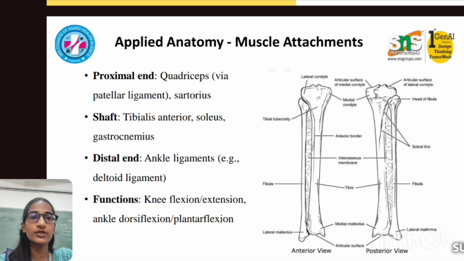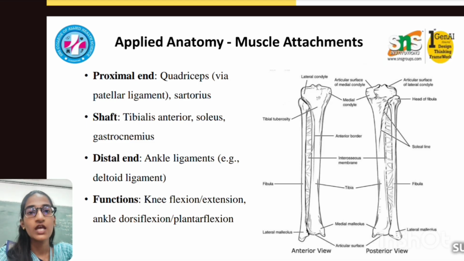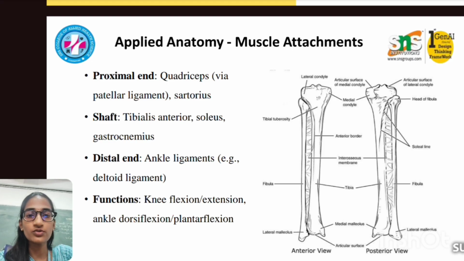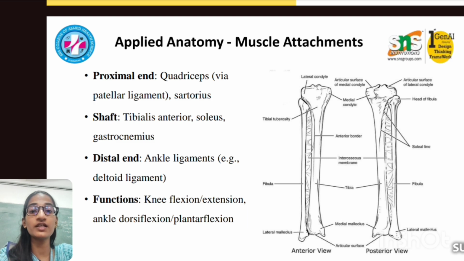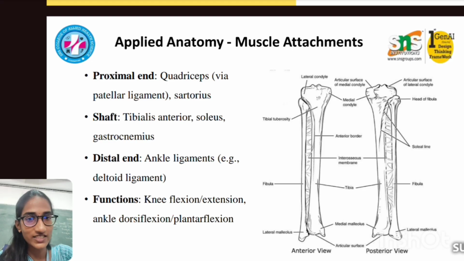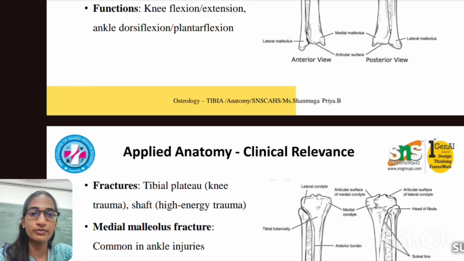Next, applied anatomy, that is muscle attachments. Quadriceps and sartorius muscles are attached to the proximal end, while gastrocnemius, soleus, and tibialis anterior are attached to the shaft, and ankle ligaments like the deltoid ligament are attached to the distal end. Their main functions are knee flexion, knee extension, ankle dorsiflexion, and plantar flexion. So these are the main functions that the tibia performs.